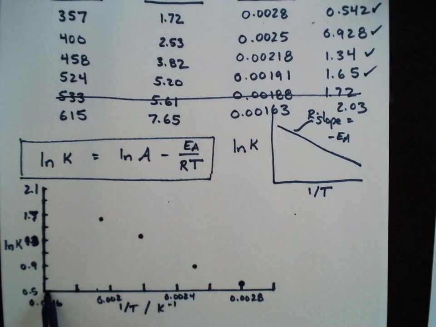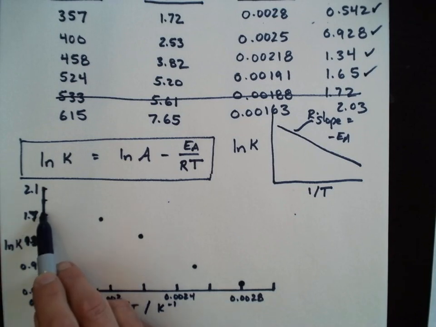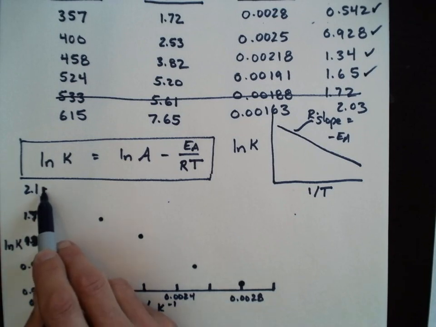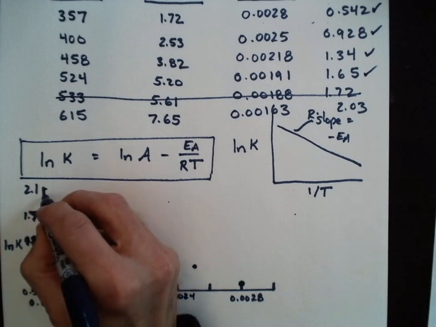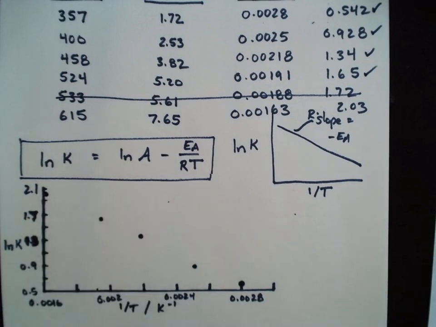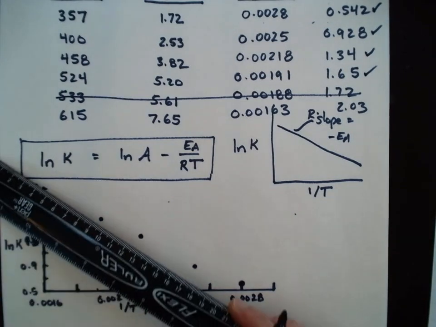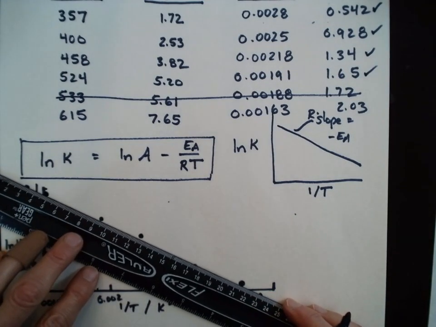It'll be a little higher on the x-axis than here. We've got to go all the way up to 2.0. 1.7, 1.9, 2.0 will be right about in the middle. So this point will be really close to the y-intercept. Look at that. It looks like we've got a straight line, which we should for the Arrhenius plot.